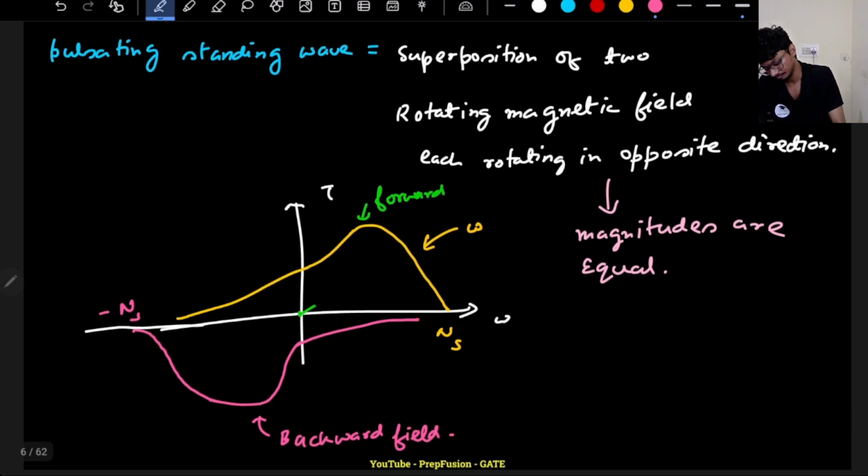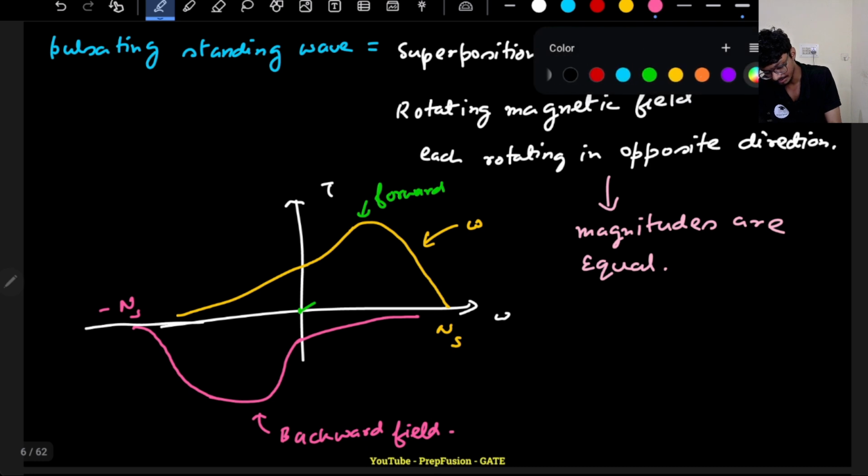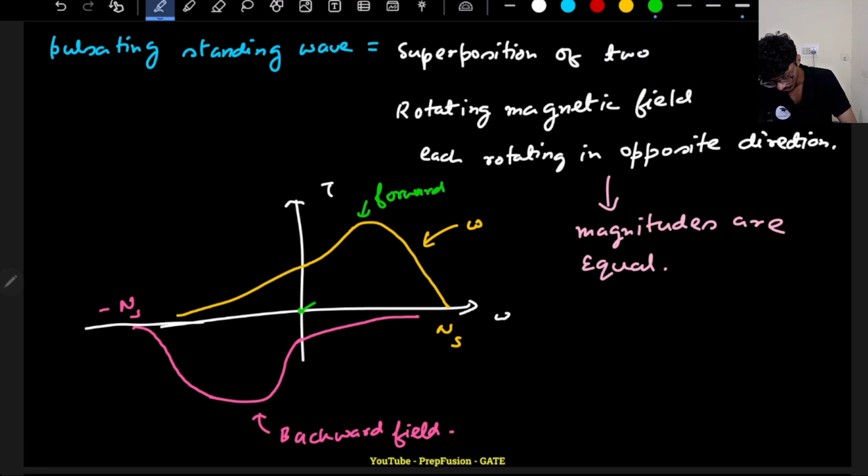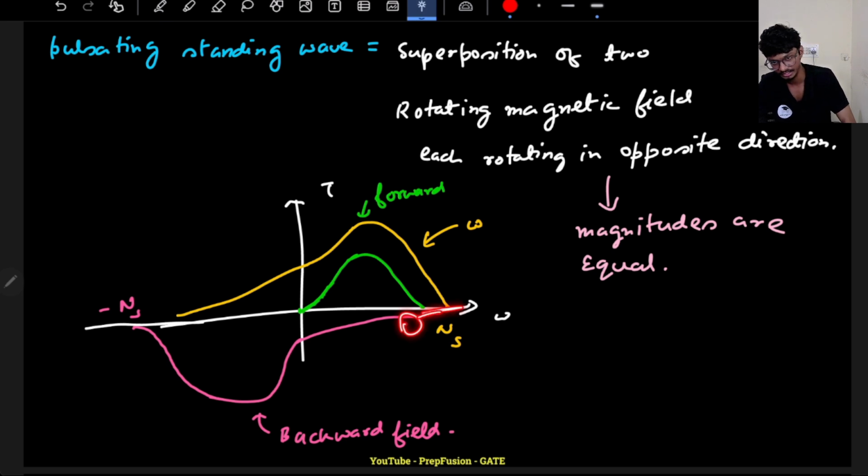Okay, so what will happen over here is that, as I see on the right hand side, the forward field is much higher than the backward field. So if I give it some starting torque, then automatically due to the forward field, the torque will be much higher, and again it will be 0 somewhere before ns, not exactly at ns, because here I have some negative portion, right? So before ns it will go to 0. Same for the left hand side.